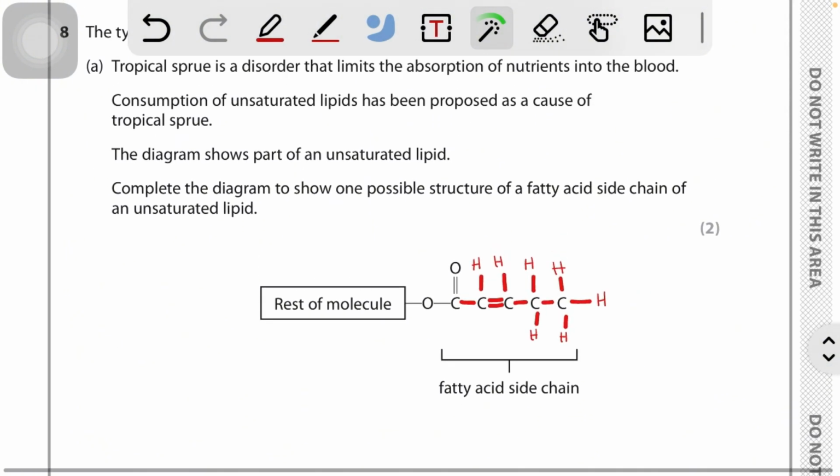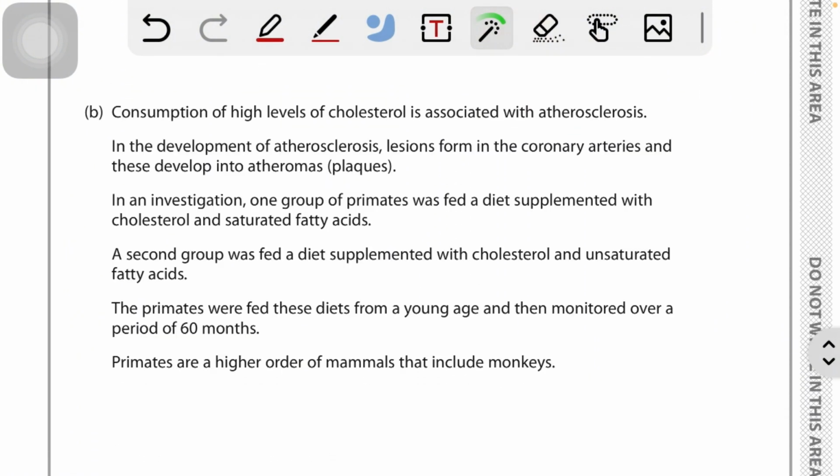Let's see the next question. Consumption of high levels of cholesterol is associated with atherosclerosis. In the development of atherosclerosis, lesions form in the coronary artery, and these develop into atheromas, the plaque. Okay. In an investigation, one group of primates was fed a diet supplemented with cholesterol and saturated fatty acids.